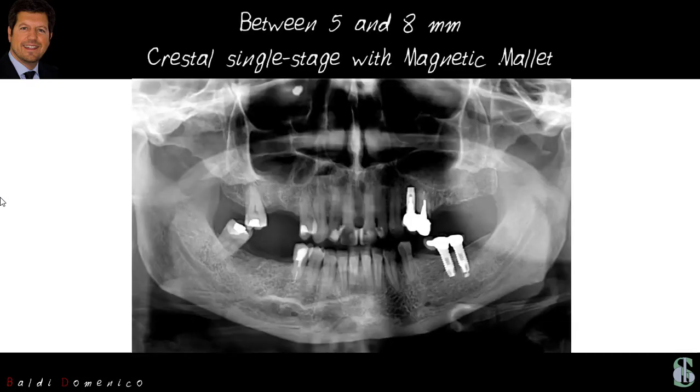And when we have a situation with a bone height within 5 and 8 millimeters, we can have another kind of approach using always the magnetic mallet. In this case, it's not enough to crack the internal cortical bone, but it is necessary to make the elevation of a little block of the bone, and it's possible to do it in a safe way using the magnetic mallet.